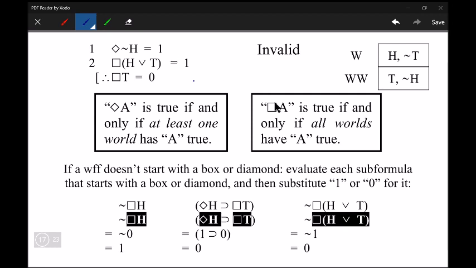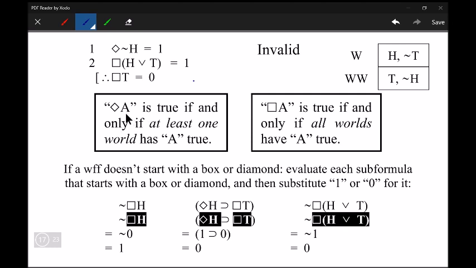And box A is true if and only if all worlds have A true. So let's say necessary T. To be true, this has to be true in all worlds. It has to be true here and here. It's not true here, though it is true here. But for box A, necessary A, to be true, it has to be true in every world, and it's not true here, so it's false. Now, what about this one? It's necessary that heads or tails. That is true in every world because here the heads part is true, and here the tails part is true. So you have true premises and a false conclusion, and therefore it's invalid.